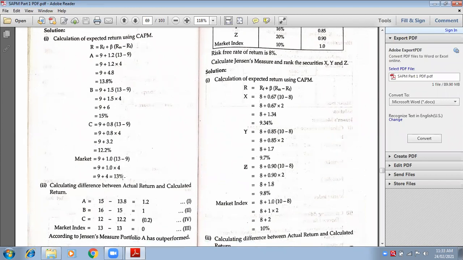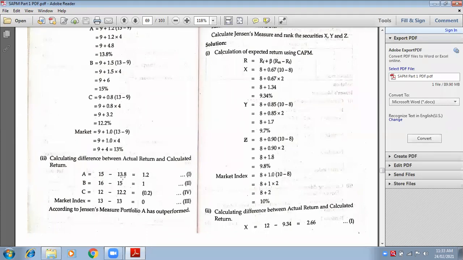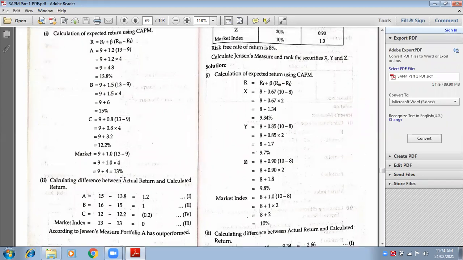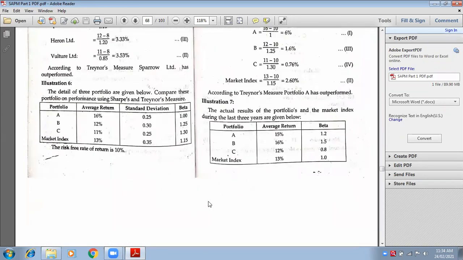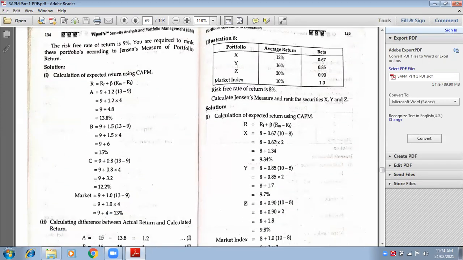Now, the question says you have to rank these portfolios. How will I rank? Once I calculate the difference between actual returns and calculated returns. These are my actual returns in the table. I earn these returns: 15%, 16%, 12%. Now suppose we take an example of A. The actual return is 15%. I get in my hand 15 percent returns from portfolio A.